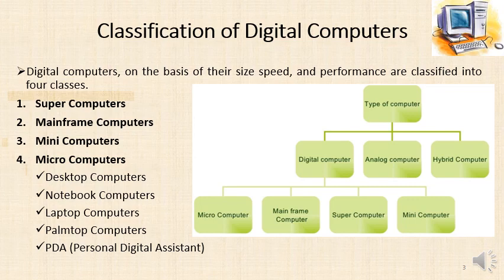Here in this image we can see the hierarchical classification of computers, that the computers are basically divided into digital computers, analog computers and hybrid computers, that we have discussed in the last lesson. Further, digital computers are classified into four types, that is microcomputer, mainframe, supercomputer and minicomputers. So here in this lesson we will discuss these four types of computers one by one.